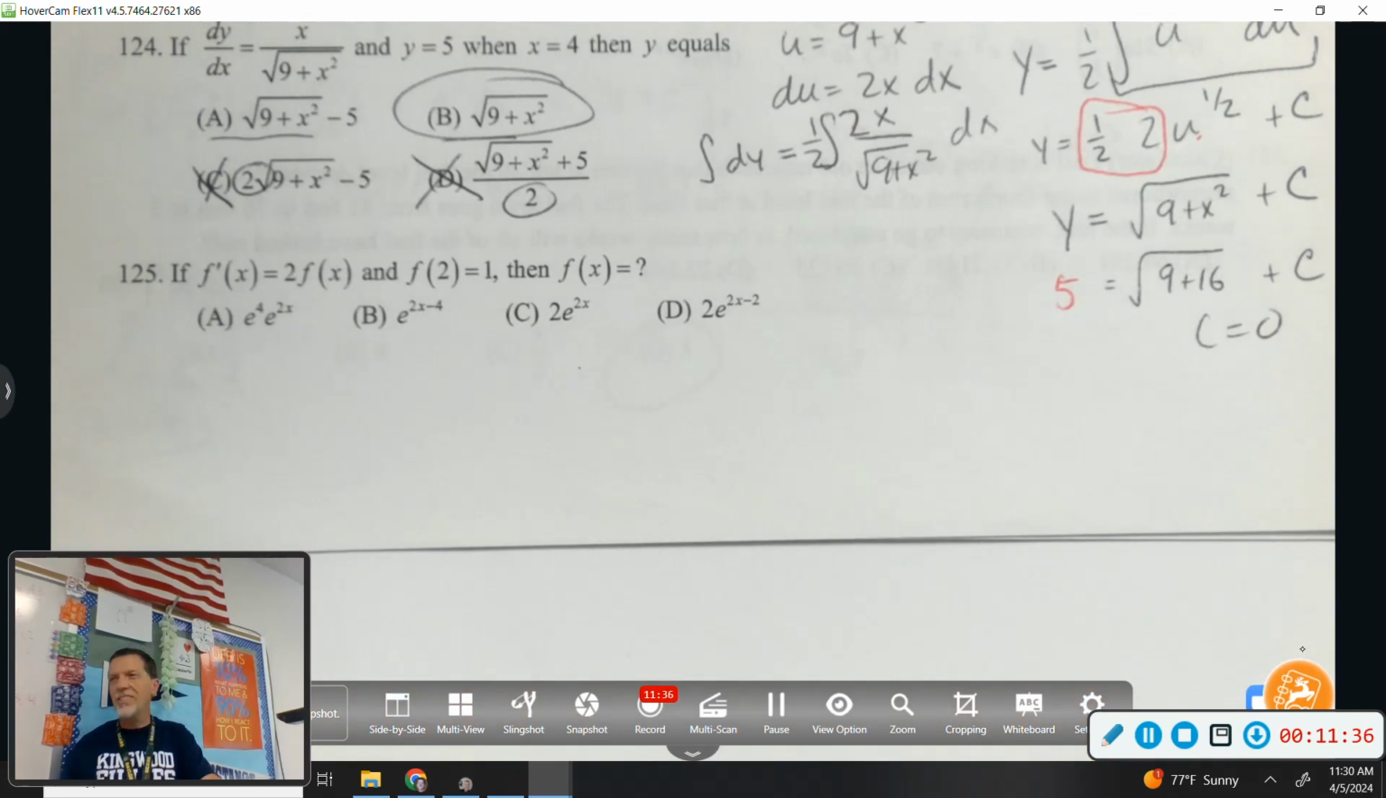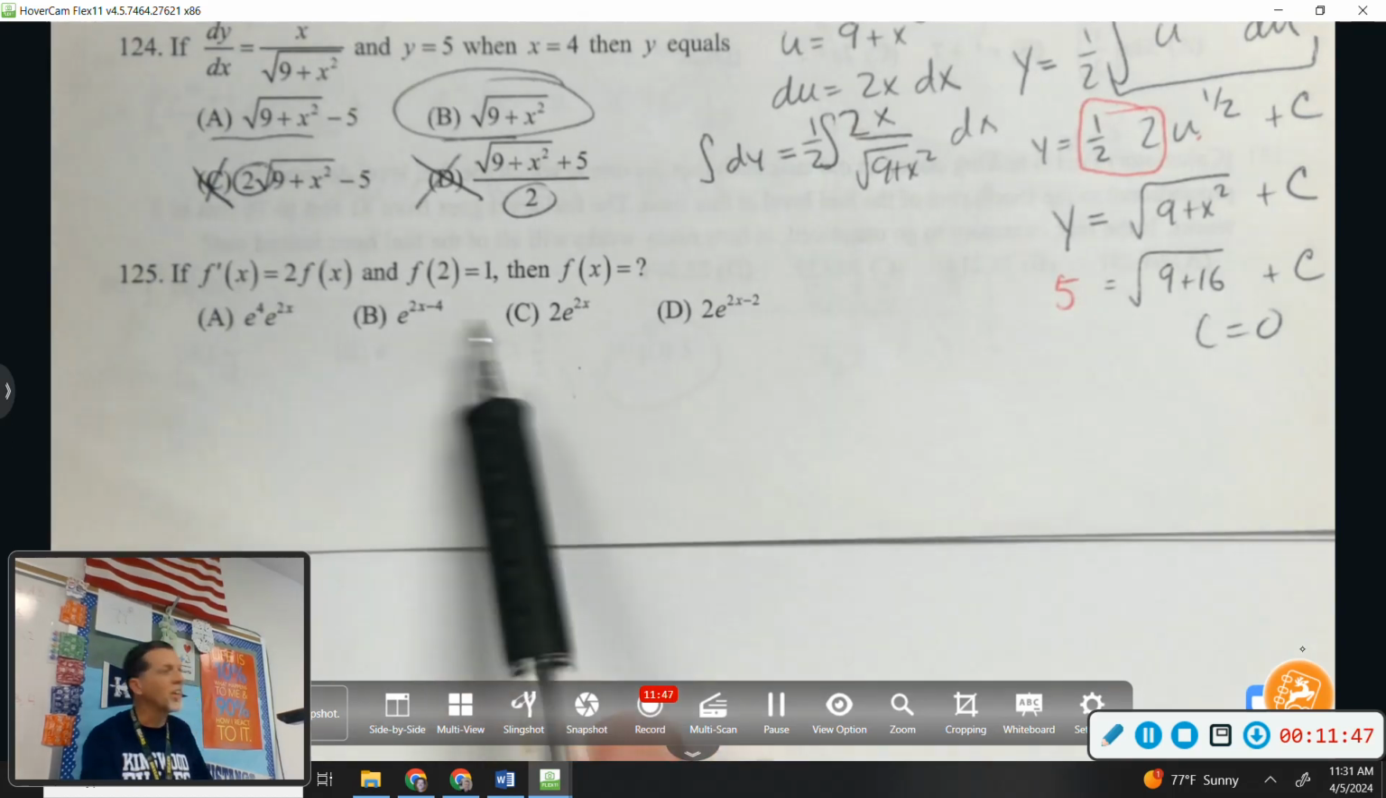$125 is awful looking. F prime equals 2 times f, and f of 2 equals 1. I suppose you could work backwards and plug those in and see which one works.